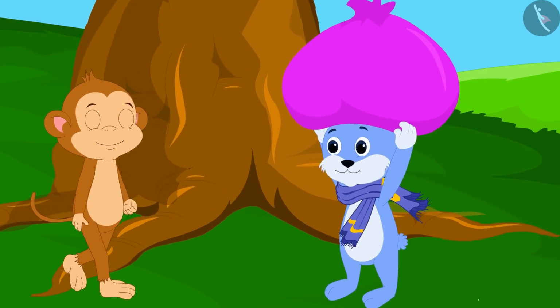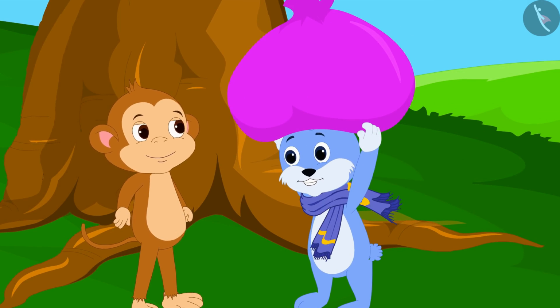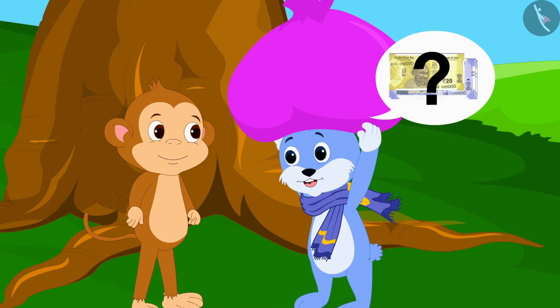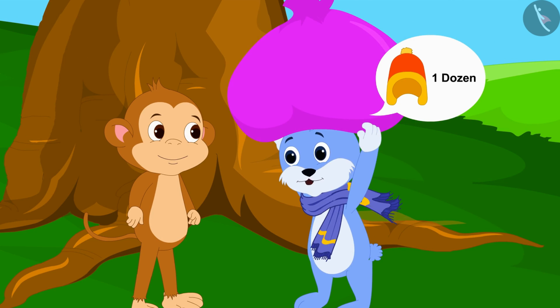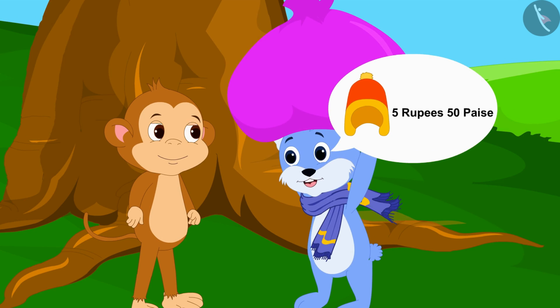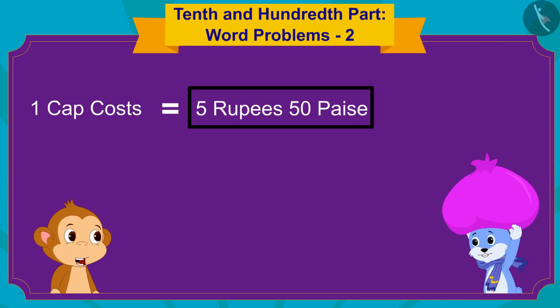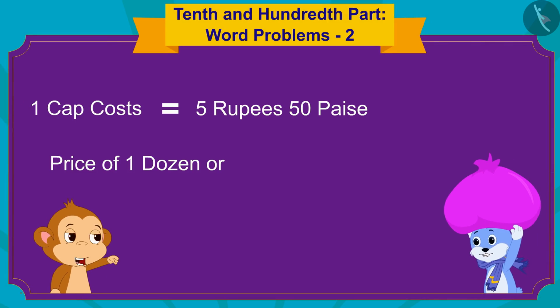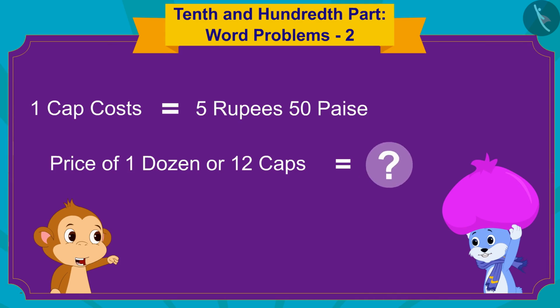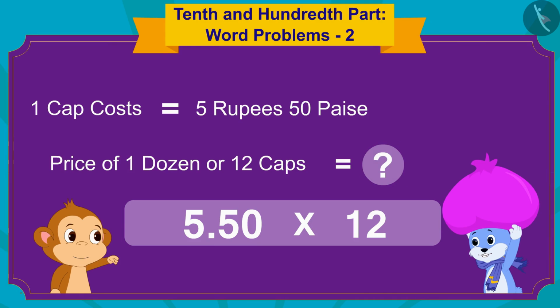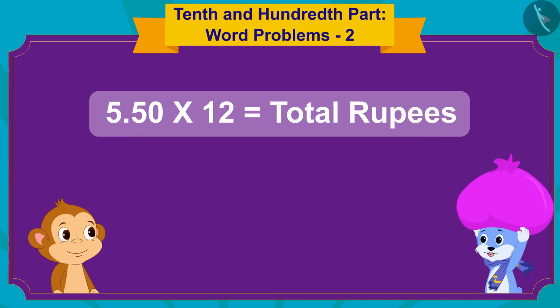Just then, Babban was passing by. Bunny stopped Babban and asked him, "Babban, how much money will I get for 1 dozen caps if I sell one cap for 5 rupees and 50 paise?" "It is very easy, Bunny. A cap costs 5 rupees and 50 paise. To find the price of a dozen or 12 caps, we have to multiply the price of one cap by 12," Babban told Bunny.